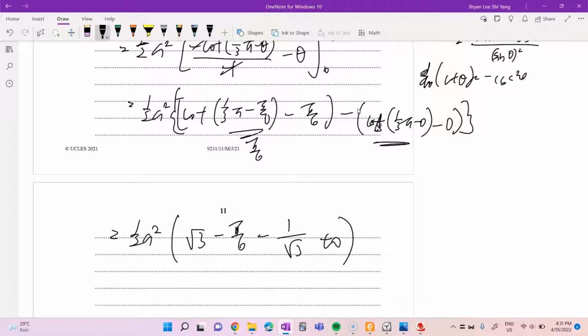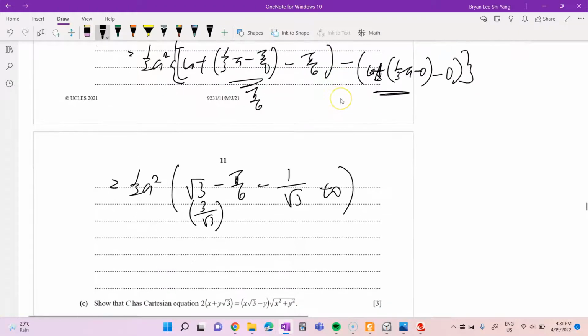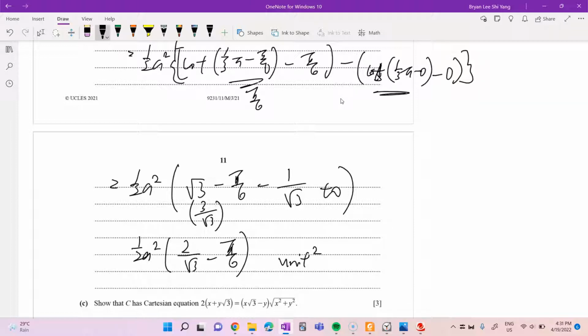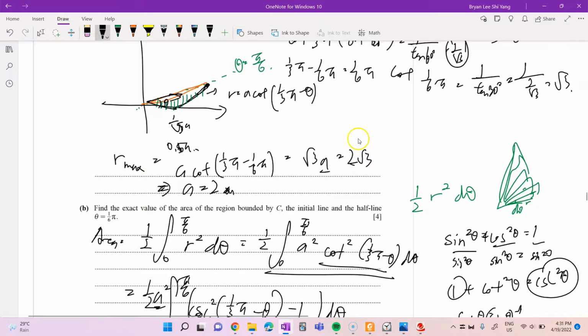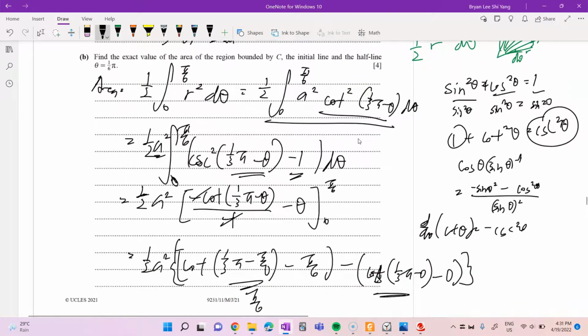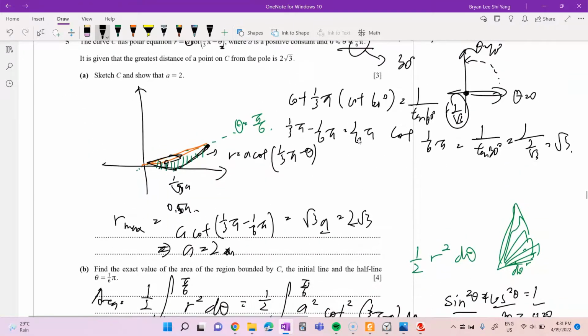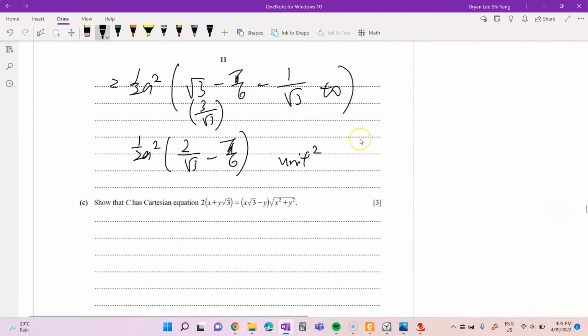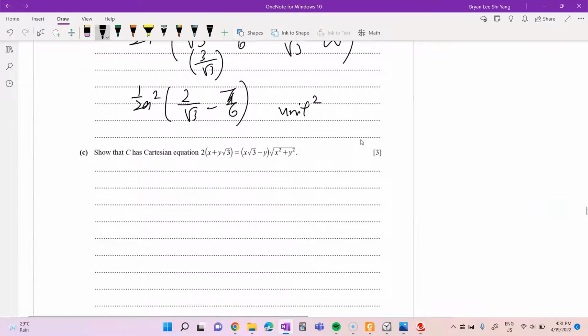This is actually 3/root 3, then we would have 1/2 a square times 2/root 3 minus pi/6 unit square. I don't really know if that's a better way of writing this, but basically this is question 5b. Then moving down, show that C has Cartesian equation.